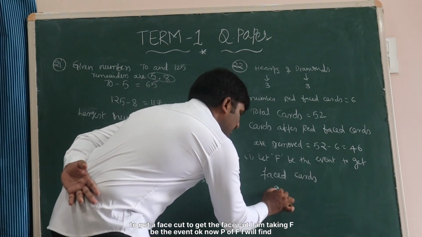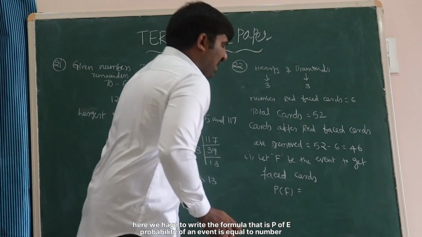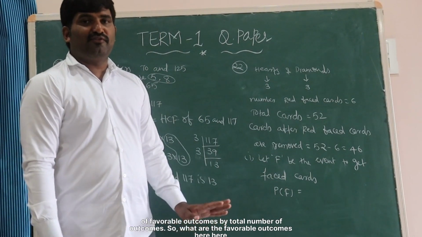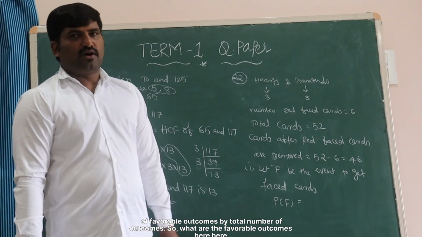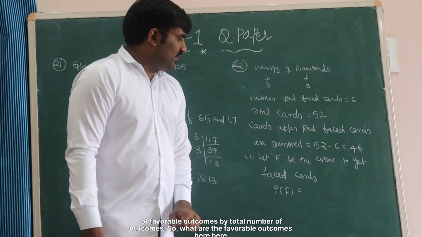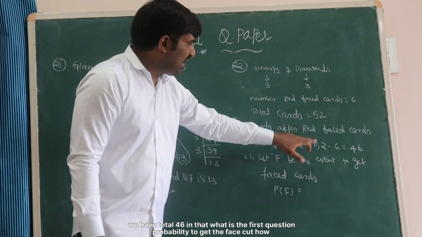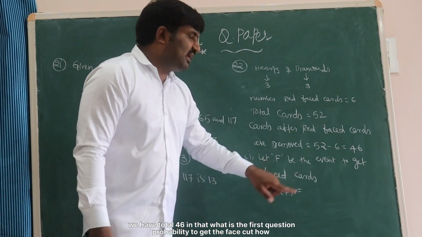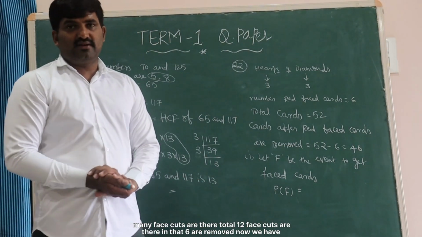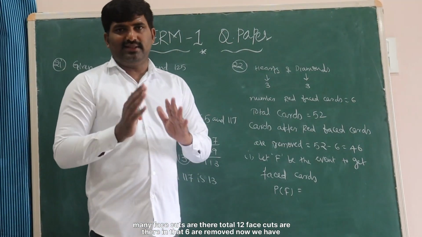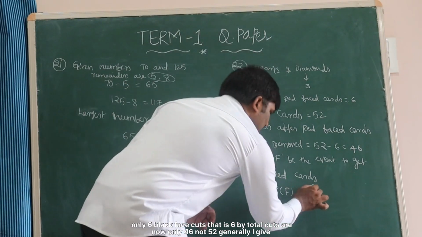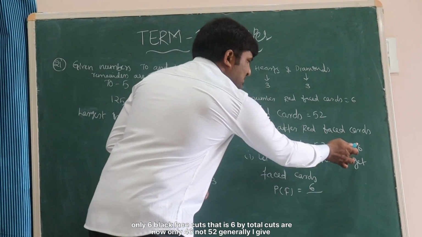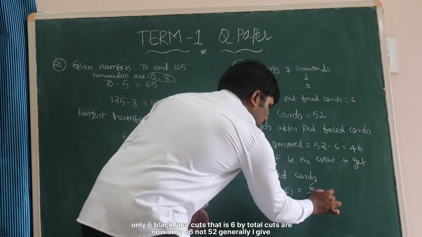Now P of F I will find. Here we have to write the formula, that is P of E, the probability of an event, is equal to the number of favorable outcomes by the total number of outcomes. So what are the favorable outcomes here? Here we have total 46. The first question is the probability to get a faced card. How many faced cards are there? Total 12 faced cards are there. In that 6 are removed. Now we have only 6 black faced cards. That is 6 by the total cards, which are now only 46, not 52.